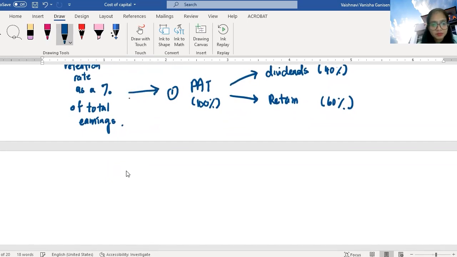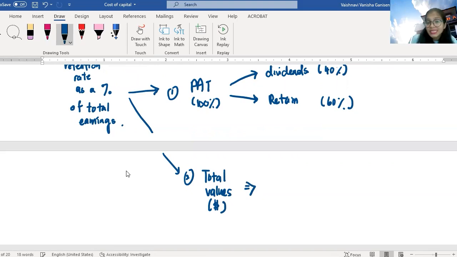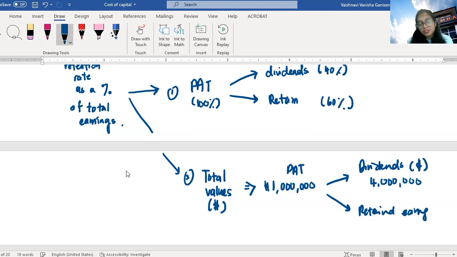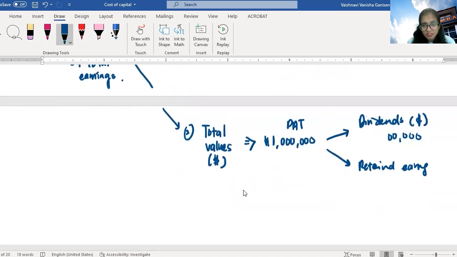Number 1, he gave you a percentage here. Number 2, he will give you total values, in dollars. So, example, let's say PAT is $1 million. Out of that, the company pays dividends amounting to $400,000. Sorry, it's not supposed to be 4 million, it's supposed to be 400,000. What will be your retained earnings? Your retained earnings is 1 million minus 400,000, which is 600,000.